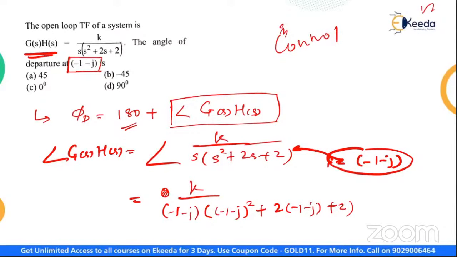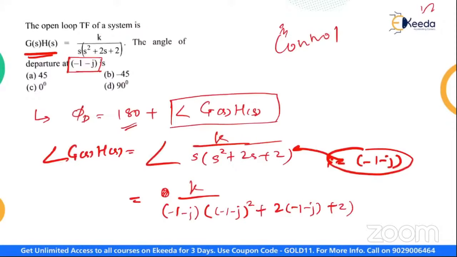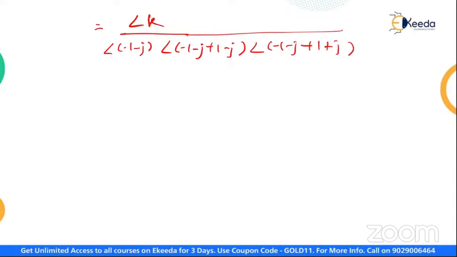Now, if you try to find the angle, you get the angle of K upon this. You please add them and solve this. In the end you will get something like this: angle of -1 minus j into angle of (-1 minus j plus 1 minus j) into angle of (-1 minus j plus 1 plus j). Now solve this and you will get angle of K upon angle of -1 minus j, at an angle of -2j, at an angle 0 degrees.